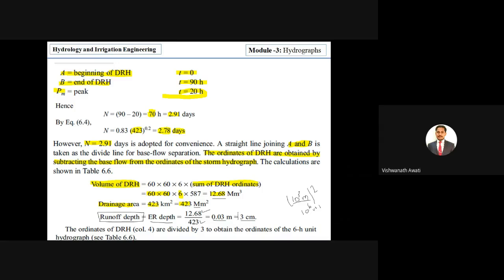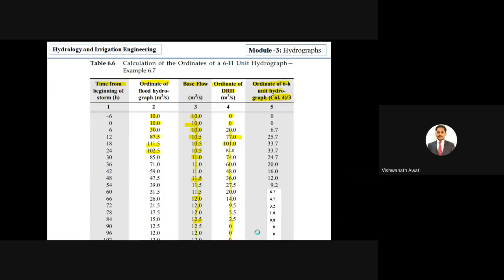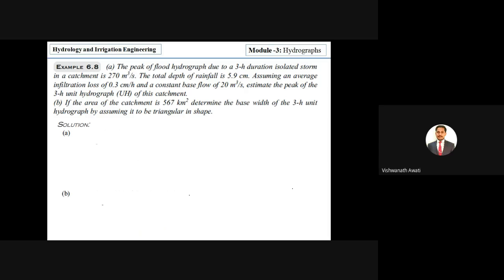And this 3 centimeter is the rainfall excess axis, and this rainfall excess is divided into column 4 of the direct runoff hydrograph. Then we will get the ordinates of the 6-hour unit hydrograph. So you can see here we have the ordinates of the direct runoff hydrograph, and if you divide column 4, you will get the ordinates of the 6-hour unit hydrograph. So this is the final calculation, right? Okay, then we'll go for the next problem.